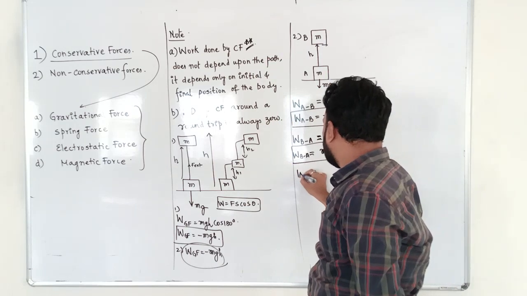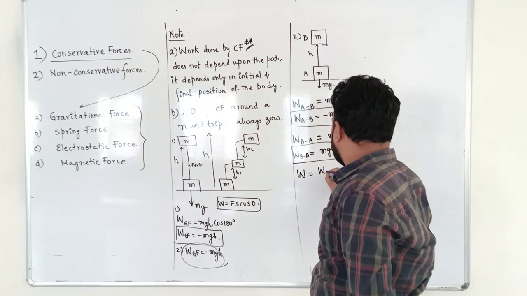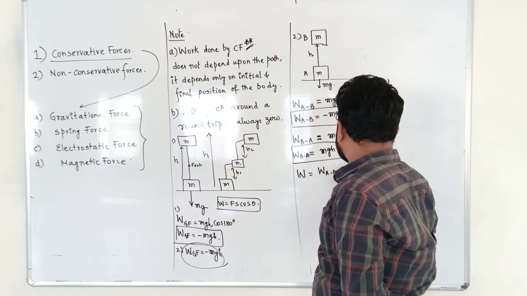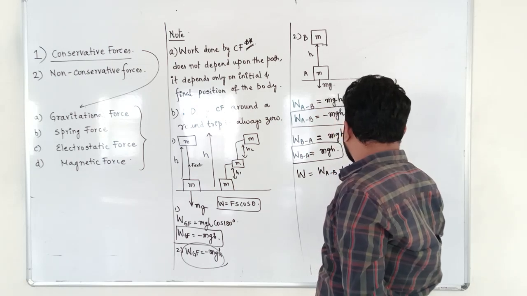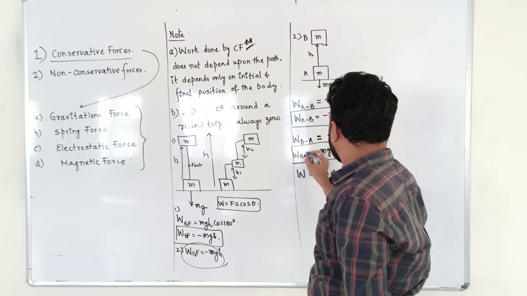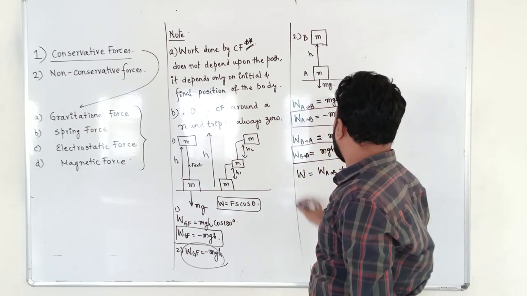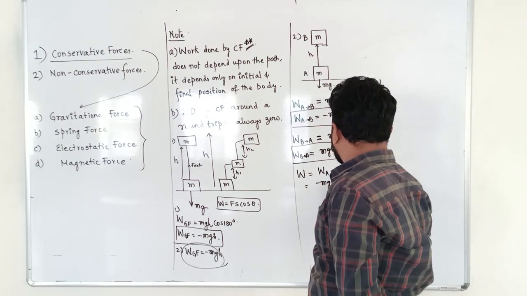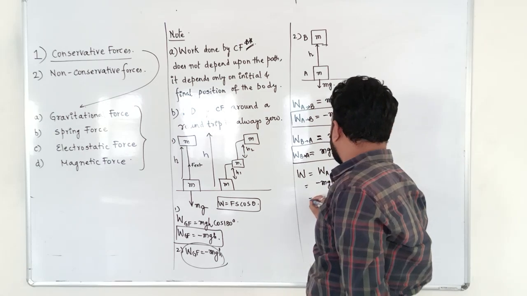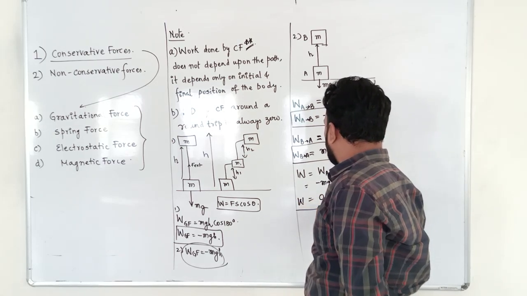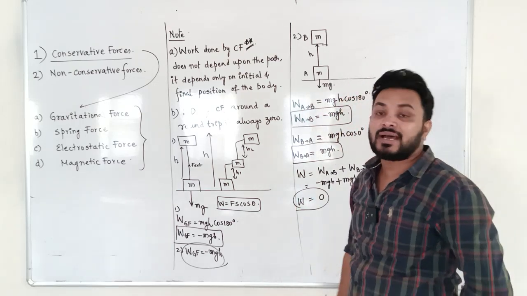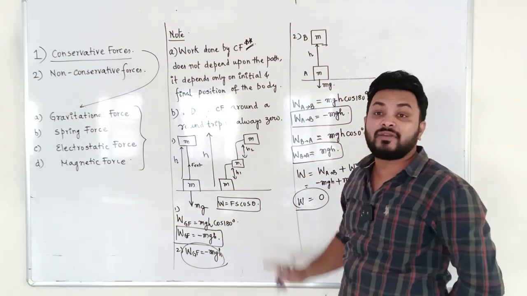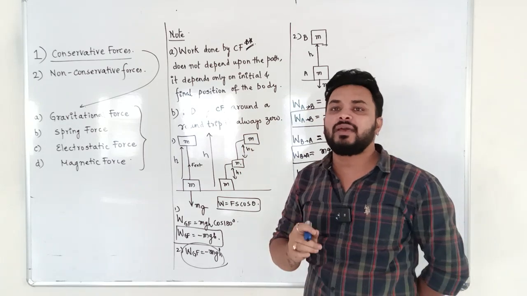If I add these two work dones, work done from A to B plus work done from B to A, what is A to B? Minus mgh plus mgh, it will be 0. Work done by a conservative force around a round trip is always 0. This is very, very, very important.